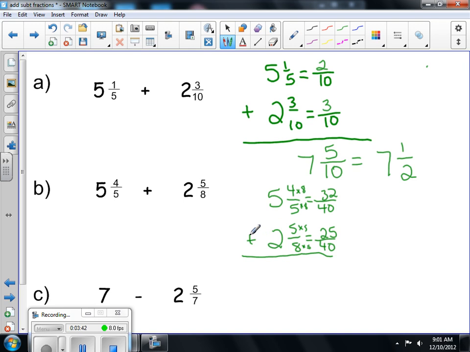Okay, check your sign. We are adding. Okay, we have 32 plus 25 gives you 57/40. Add your whole numbers. 7 and 57/40. Now, what's wrong with that? Okay, this is improper. How many times will it go? 1 and 17/40. What do I do with this 1? Add it to your 7, so I end up with 8 and 17/40 as your final answer.